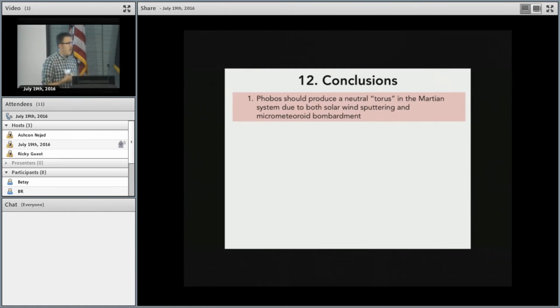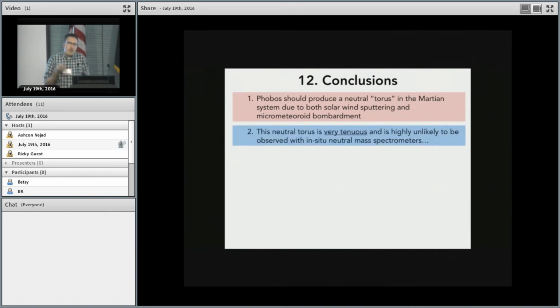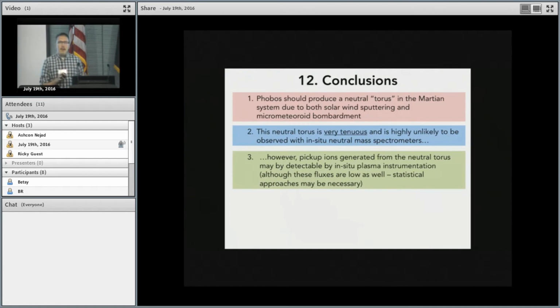So in conclusion, we believe that based on all of our previous knowledge at bodies such as the Moon, Phobos should produce a neutral torus. However, this neutral torus is very tenuous. It's highly unlikely to be able to measure it with direct in situ neutral mass spectrometry. But pickup ions may be the way to solve this measurement because plasma instrumentation is a lot more sensitive.